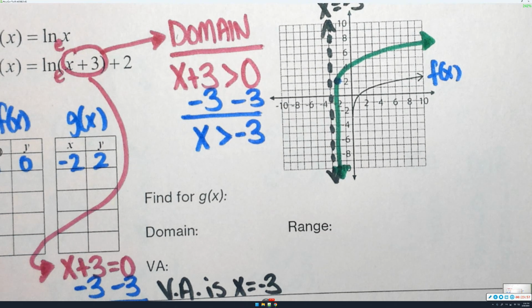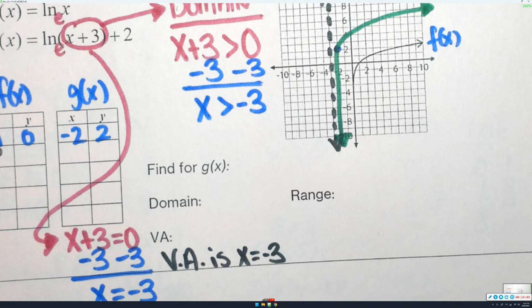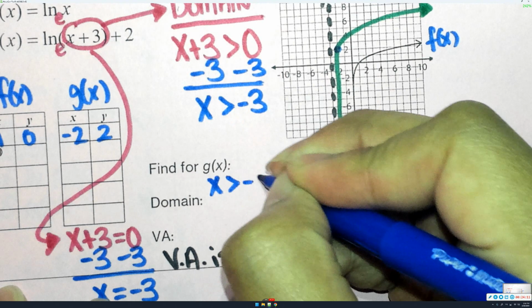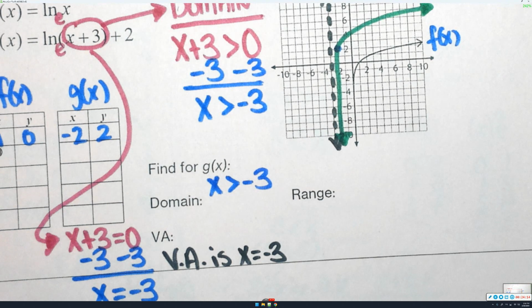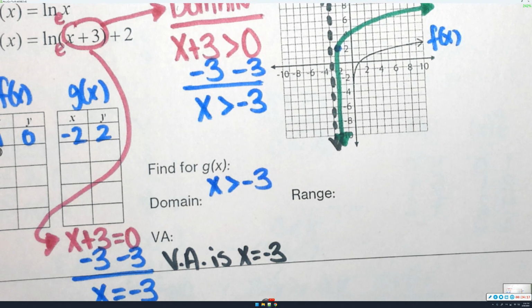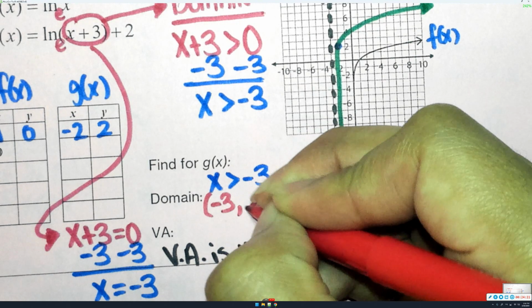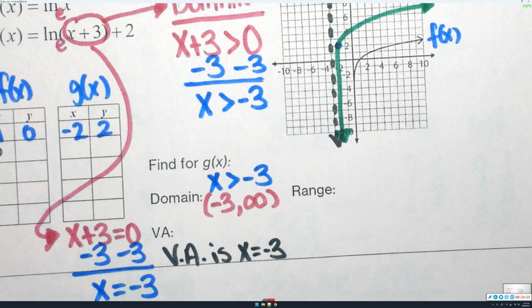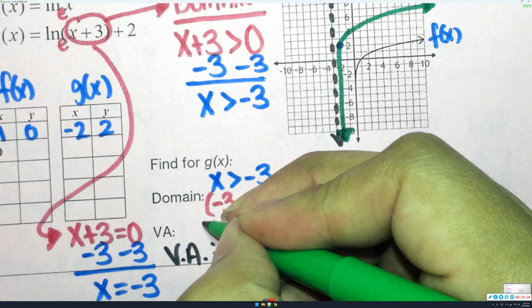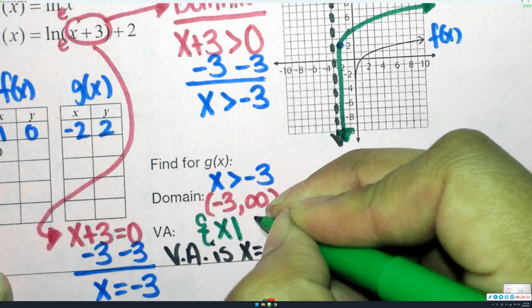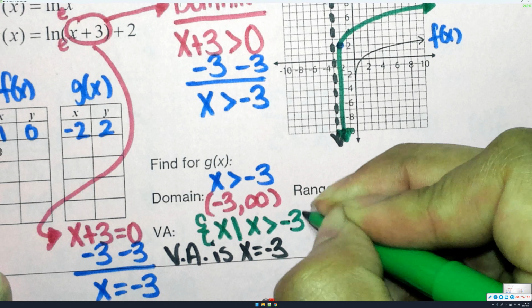We were able to find the domain without the use of the calculator, without a graph as well. Now for the domain, we're going to write out the 3 different notations. So here's the first one: x is greater than -3. Write that down. We then have the interval notation, which is given to us by -3, comma, positive infinity. And finally, we have the set notation that looks like this: a brace for all x's in which x is greater than -3.